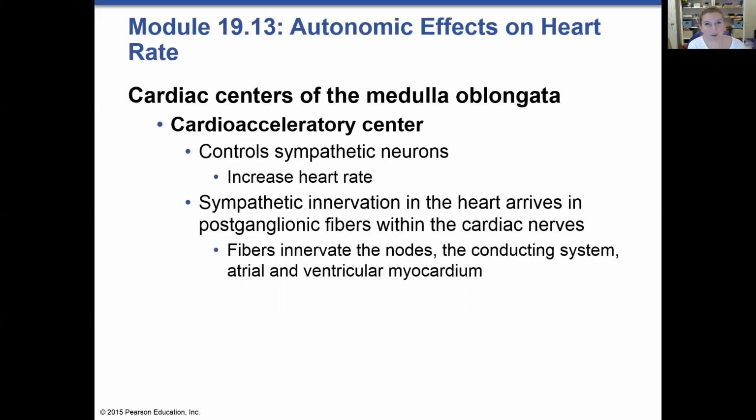There are different areas of our brain that control our heart rate or that contraction cycle, right? This is all coming from the conducting cycle. So you have a cardioacceleratory center in the medulla oblongata, in the MO.